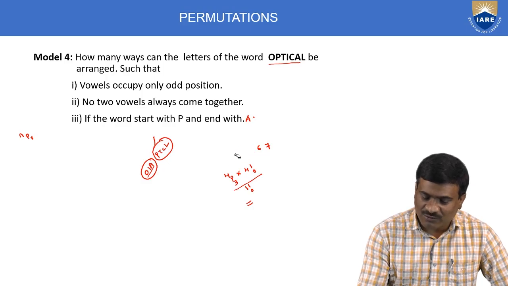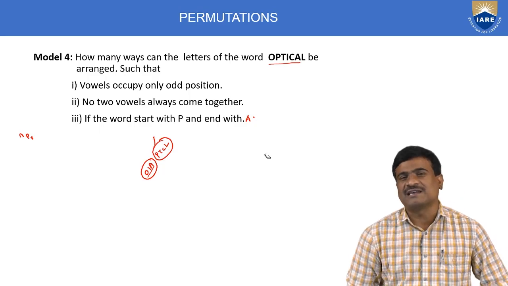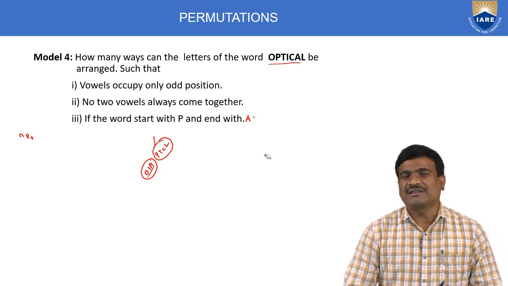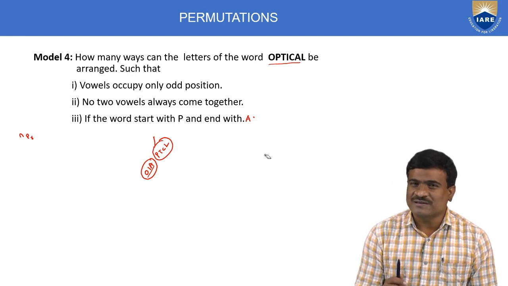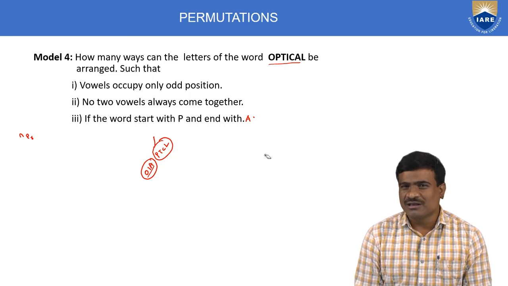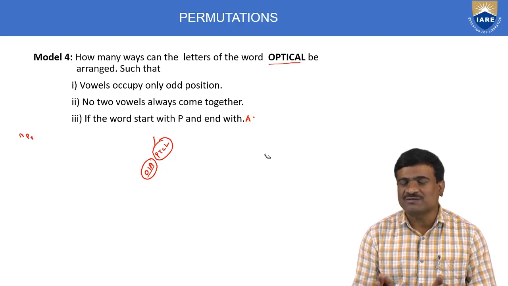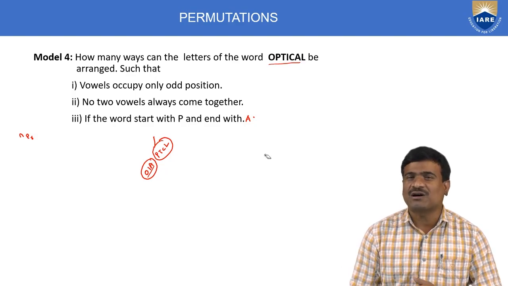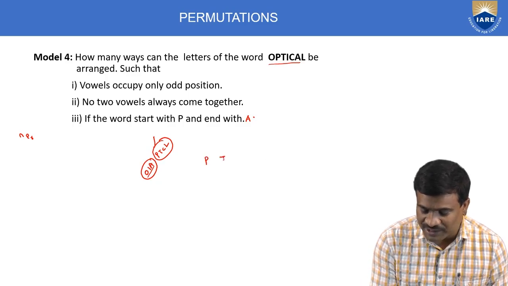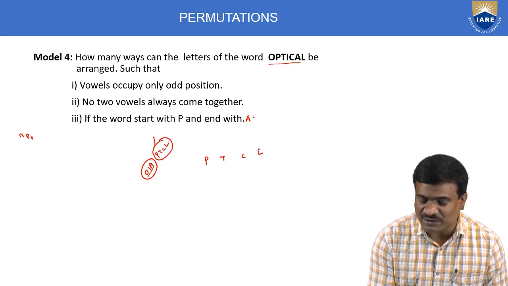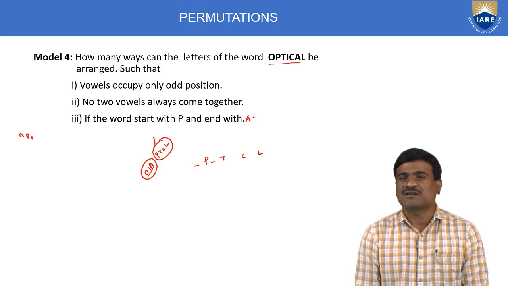Here, vowels all occupy only odd positions or even positions: apply the same method to get the answer. Now the second part, no two vowels come together. This is nothing but between two vowels one consonant must be there. The reason: no two vowels come together. The number of consonants, P, T, C, L. The condition: between two vowels one consonant is compulsory.